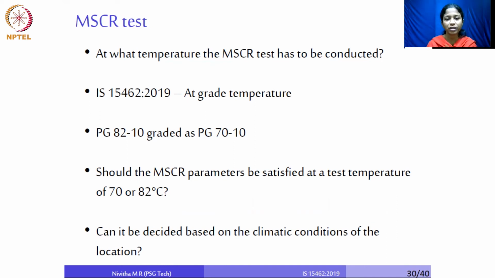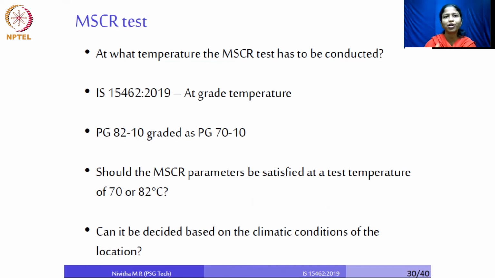Okay, should I carry out the MSCR test and look for the compliance of the Jnr and Jnr difference for a test at 70 degrees or at 82 degrees? That is the first question. Okay, when you grade and give it to me as a PG 70-10, then I should test it at 70 degrees.